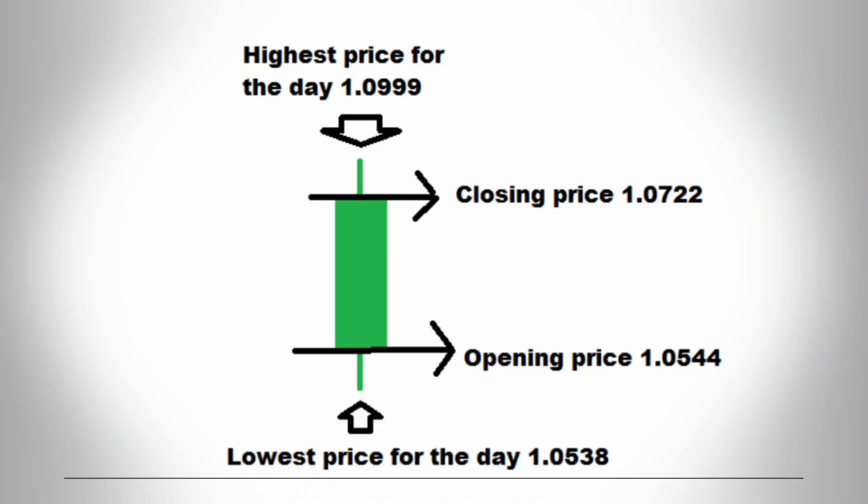From what you can see in this image, the instrument price at the beginning of the day was 1.0538. However, during the course of the day, the price fluctuated between a low of 1.0538 and a high of 1.0999, as seen from the wick, but finally closed for the day at a price of 1.0722. If we change the time frame from a 1-day time frame to 1 week, the same will apply, but this time around, the opening price will be the price of the instrument at the beginning of the week, and the closing price will be its price at the end of the week.